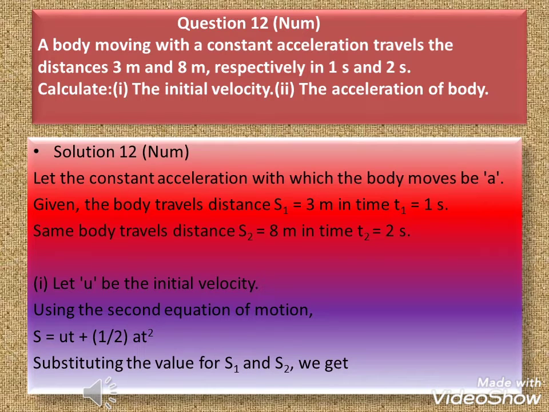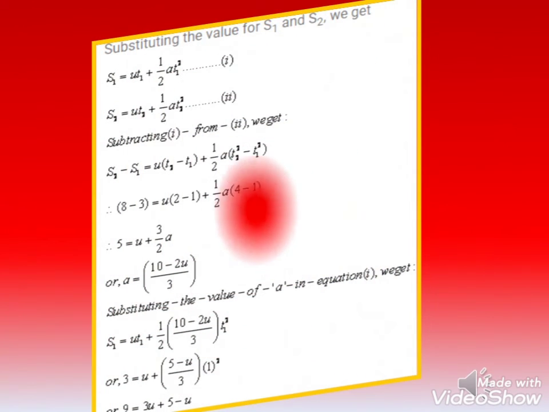And we have the equation s is equal to ut plus half at square. By substituting the values for s1 and s2, we get s1 is equal to ut1 plus half at1 square, call it equation number 1. And s2 is equal to ut2 plus half at2 square, call it equation number 2. By subtracting equation number 1 from equation number 2, we will get s2 minus s1 is equal to ut2 minus ut1 plus half at2 square minus half at1 square. By taking common factors, we will get s2 minus s1 is equal to u into t2 minus t1 plus half a into t2 square minus t1 square.